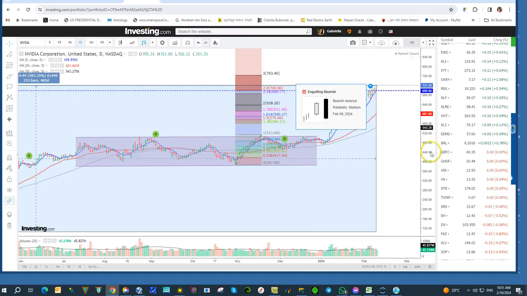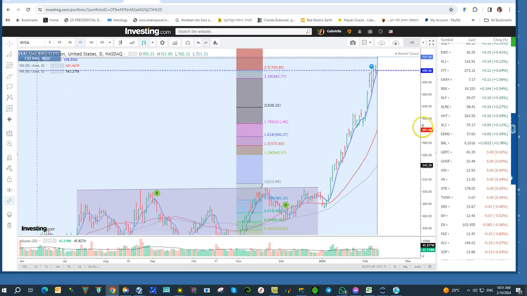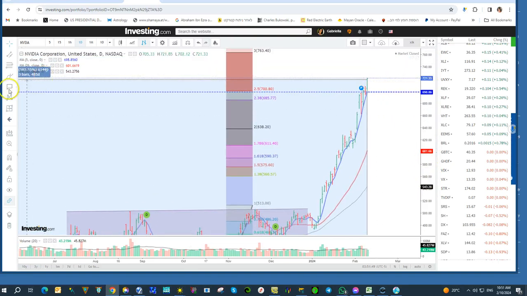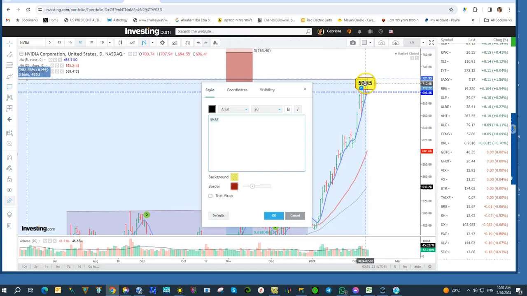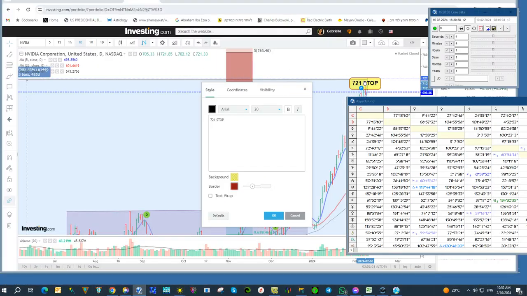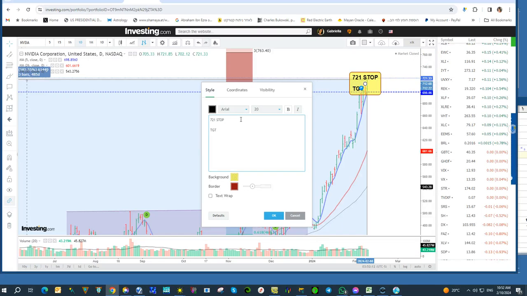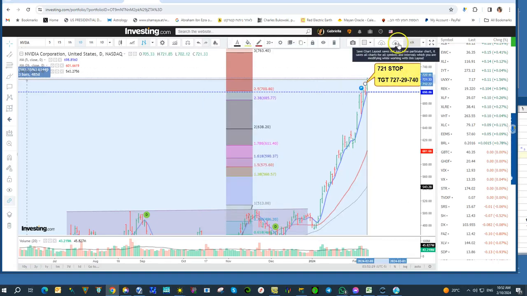If I use the planets, 721 is very, very important, it is the Pluto level, so I can write here, call out 721 stop, and looking at the sky, 721, 720 and target 727, 729, 740. These are the planetary targets.